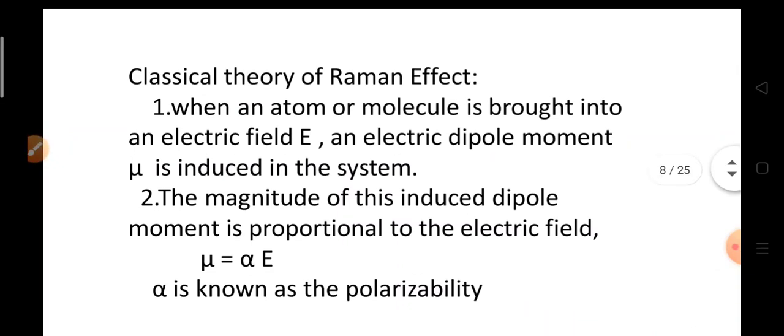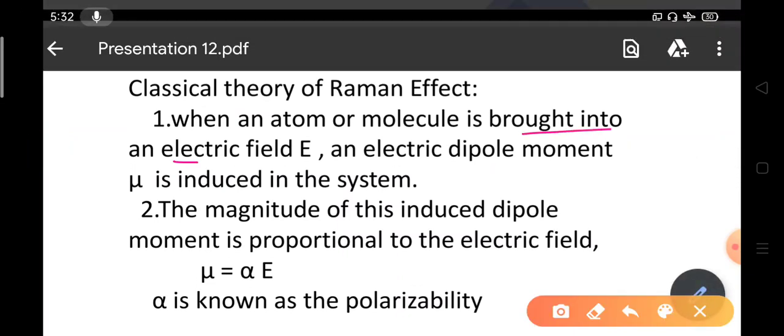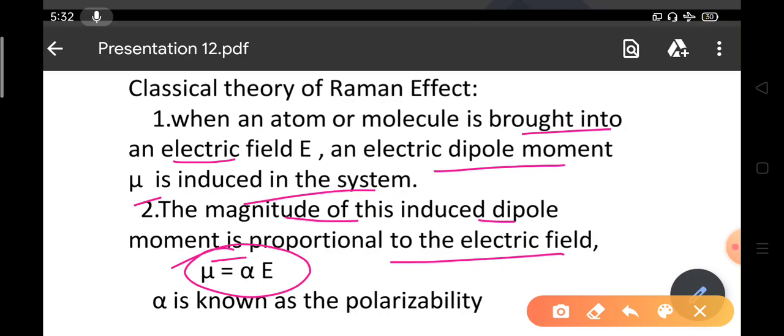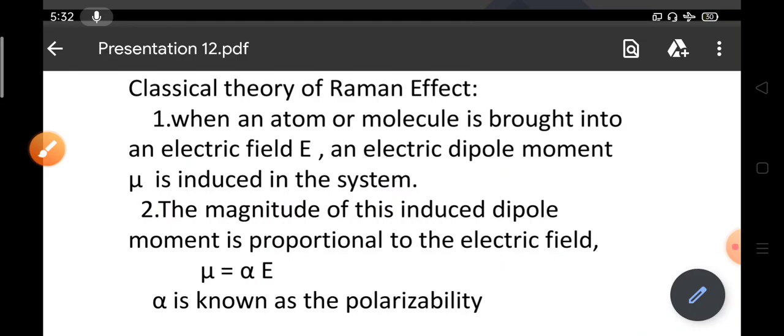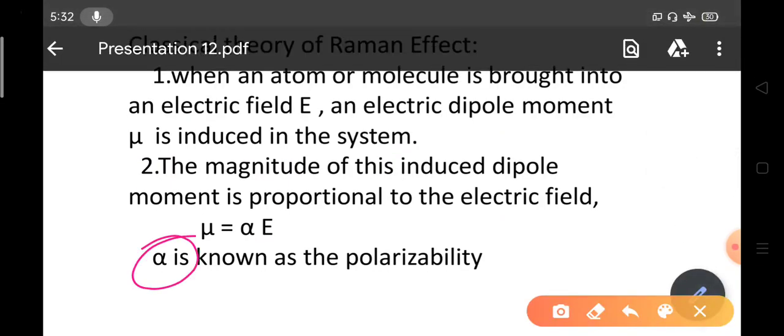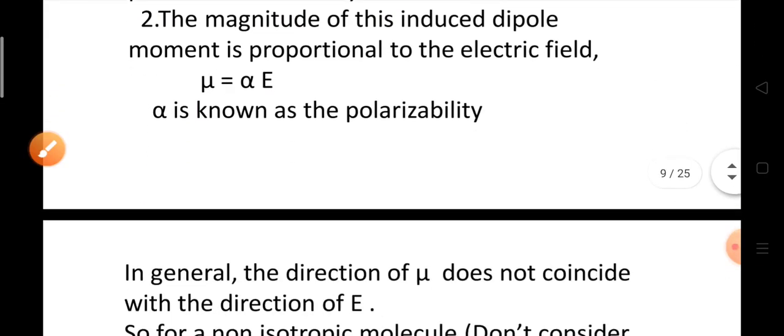When an atom or molecule is brought into an electromagnetic field, that is, when the electromagnetic light field is incident on that atom or molecule, what will happen? An electric dipole moment mu is induced in the system, and the magnitude of the induced dipole moment is proportional to the incident electric field, that is, mu equals alpha E, where E is the incident electric field and alpha is the polarizability, and polarizability is the property of the system.